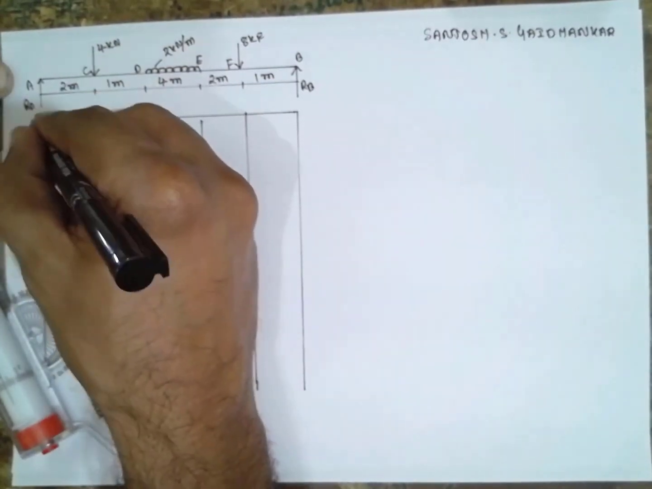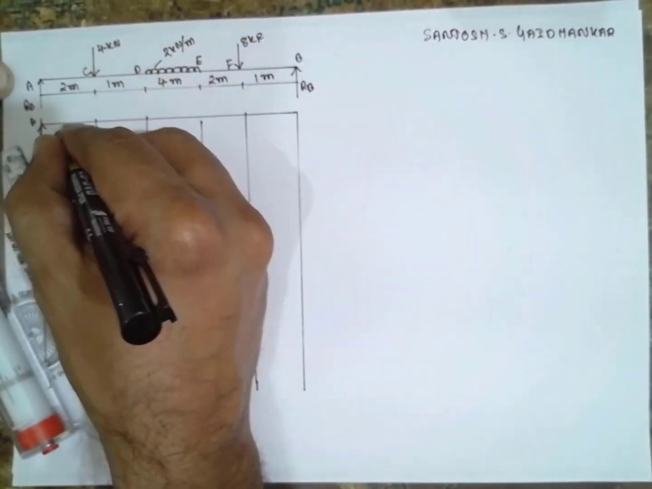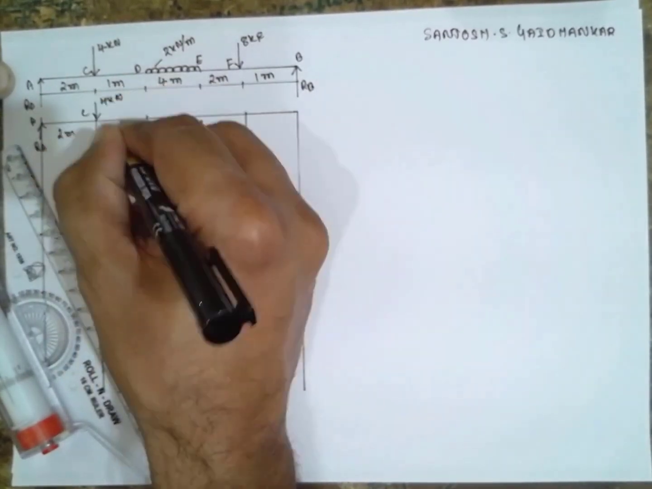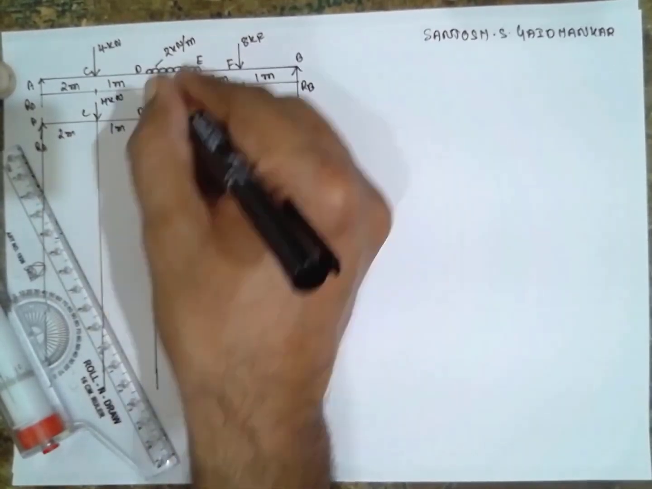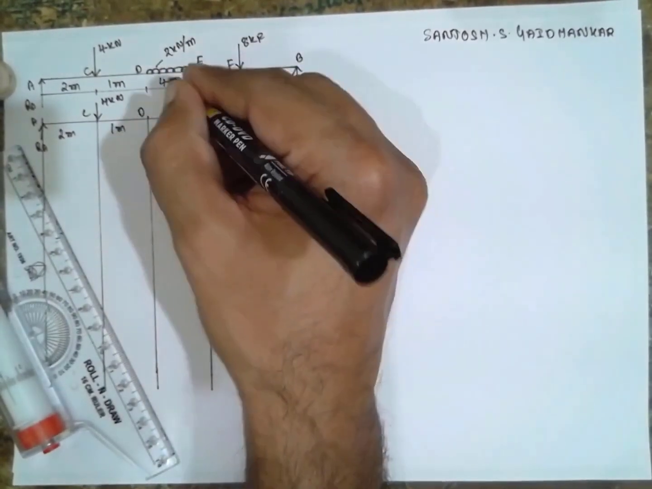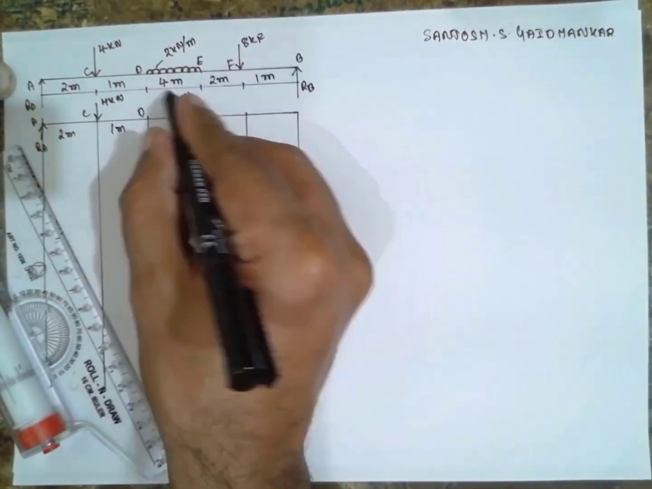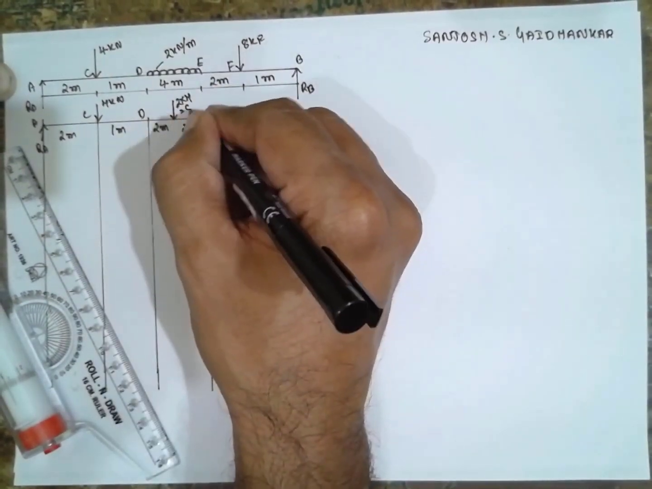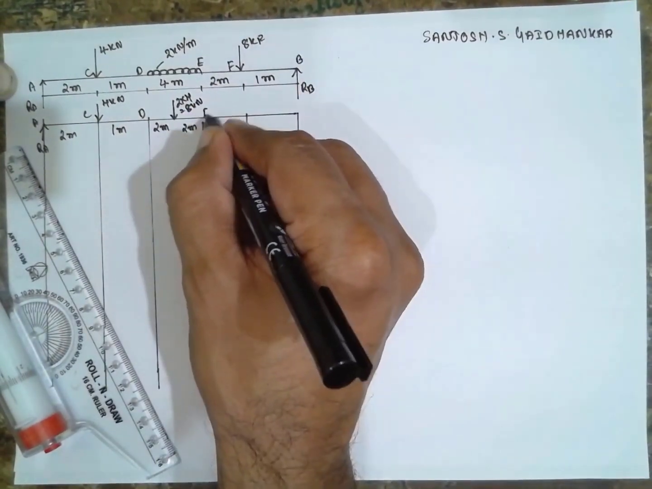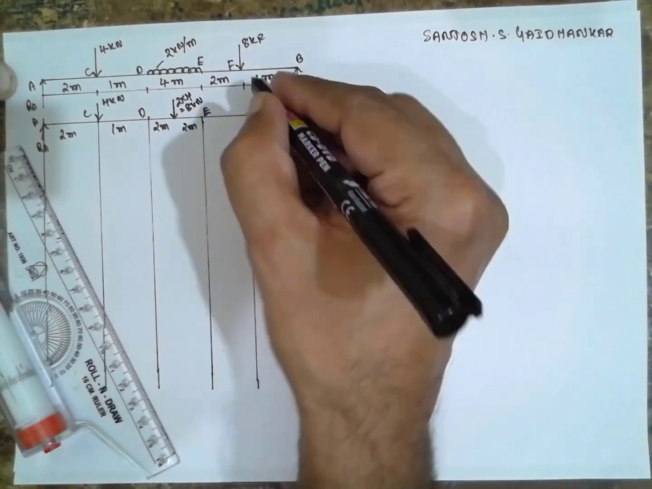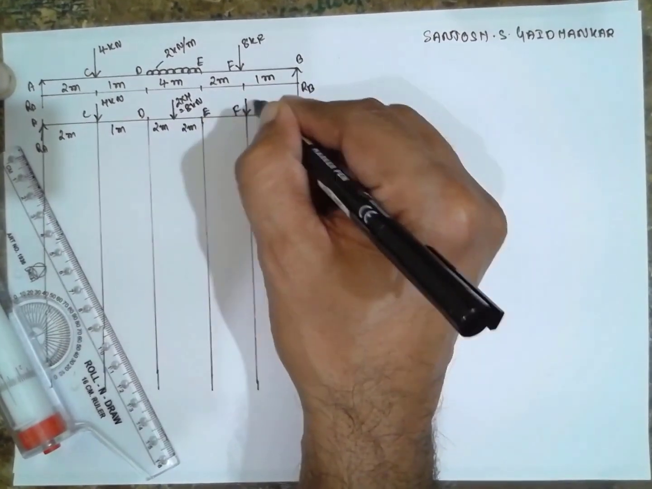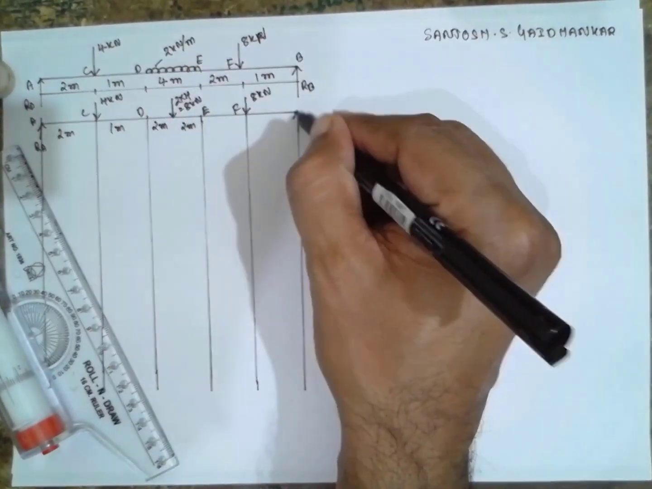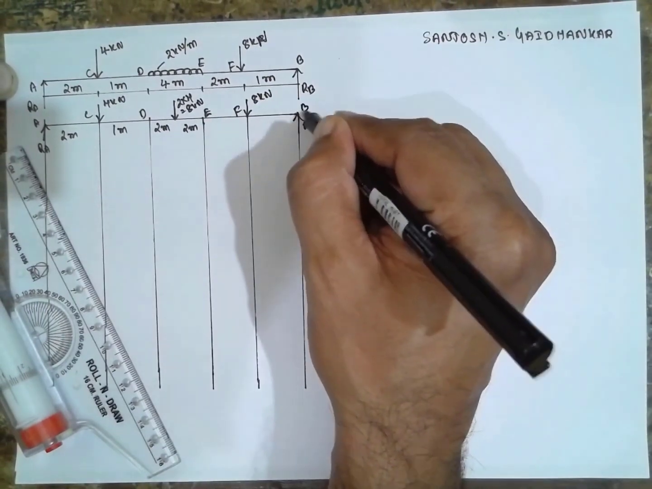Reaction force RA at A. 2 meter, downward 4 kilonewton at C, 1 meter, D exactly at the center. 2 into 4, and 2 meter this side and 2 meter this side, half of it will be 8 kilonewton at E, and 8 kilonewton at F. There is a reaction RB at B.